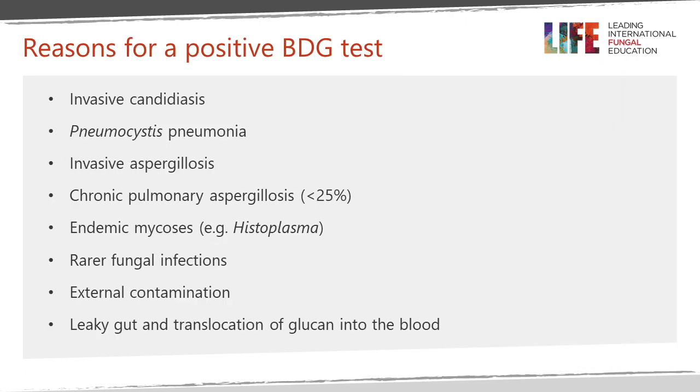So reasons for a positive Beta-D-glucan test in patients include invasive candidiasis and Pneumocystis pneumonia. It's also positive in invasive aspergillosis, and as I mentioned, in a small proportion of patients with chronic pulmonary aspergillosis. It can be found in patients with endemic mycoses such as histoplasmosis. It's also found in some rarer fungal infections as well.